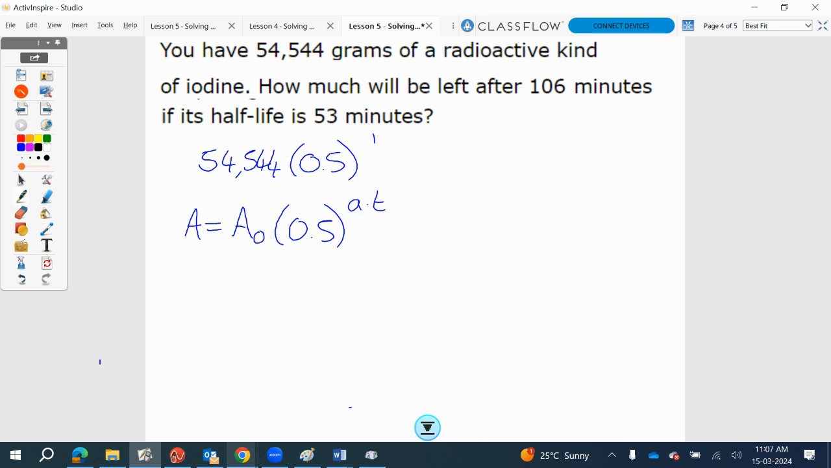Now, the half-life of this one is 53 minutes. What does the value of A have to be? So that when we put 53 into T here, we need to fix the constant so that the exponent becomes 1. Don't shout it out, people can do it on their own. What does A have to be? We want to put in 53 as T, and we want that exponent to become 1, so it halves it. What is the value of A?